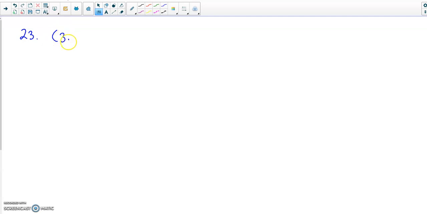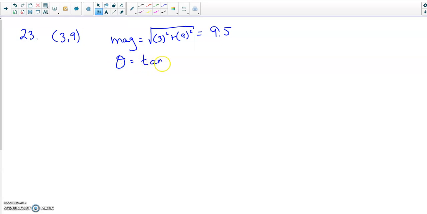So we're going to turn 3 and 9 into a polar form. So first things first, we're going to find magnitude. Oops. Came off my pad. So we're going to take 3 and square it, plus 9 and square it. Okay. And then we're going to get 9.5. Now, we've got to get the angle. So this is where we're going to do inverse tangent. Y over x. Now, because this is in quadrant 1, we don't have to do anything extra, and we get 71.6.